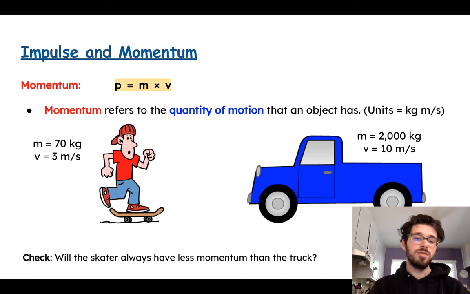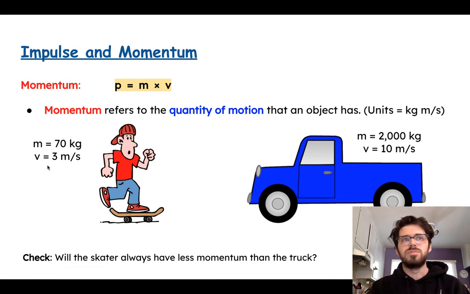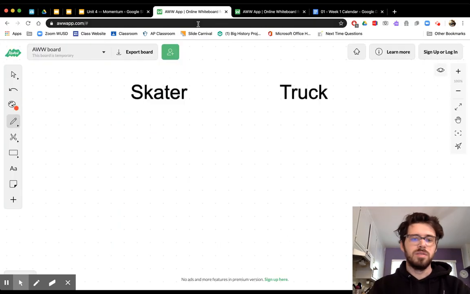Okay. Well, hopefully you thought of the following. The skater won't always have less momentum, because while the skater has less mass, there's nothing stopping us from saying that the velocity is going to be large enough to reach 20,000. So I'm going to show you an example of what that looks like. Let's go ahead and look at the whiteboard right here.